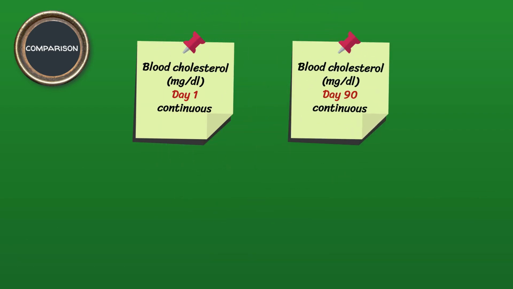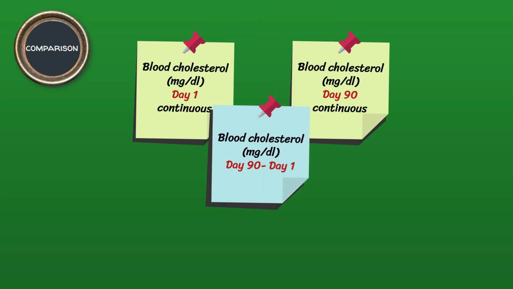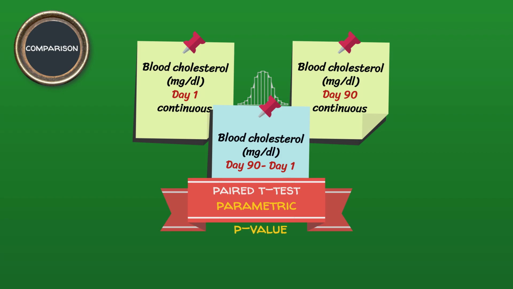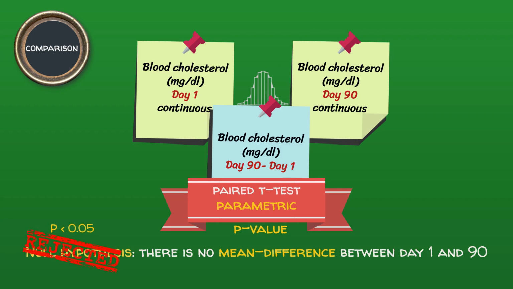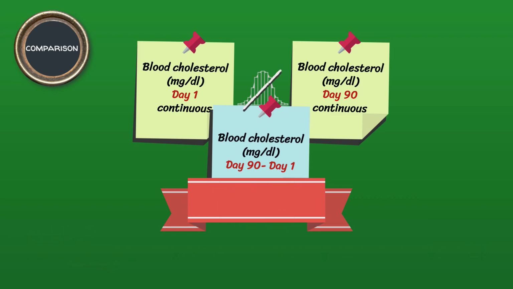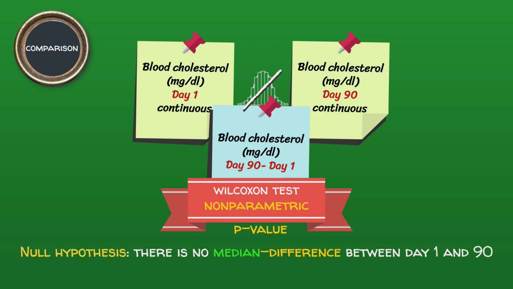In another type of comparison, we measure a continuous variable in the same group of people on two different occasions. In this case, we calculate the differences between the two occasions as a new variable, and if it is normally distributed, we can use a paired t-test to calculate the p-value, and accept or reject the null hypothesis. And in case of violation of any assumption, we use the non-parametric Wilcoxon test to calculate the p-value.